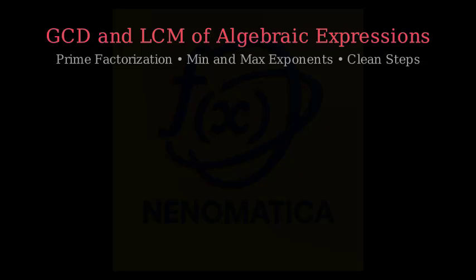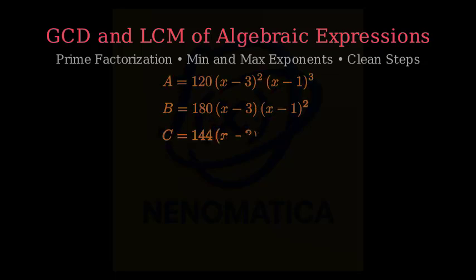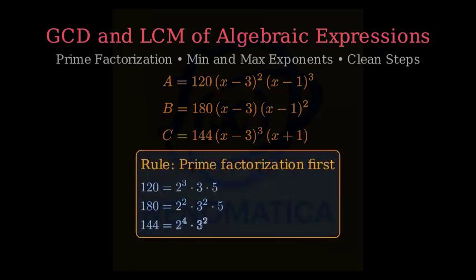In this lesson, we will find the greatest common divisor and the least common multiple of 3 algebraic expressions, following a clear step-by-step structure. Then we will apply the rules using prime factorization, minimum powers for the greatest common divisor, and maximum powers for the least common multiple. First, prime factorize the numerical coefficients, and then keep the variable factors as they are. This gives us clean exponents to compare.